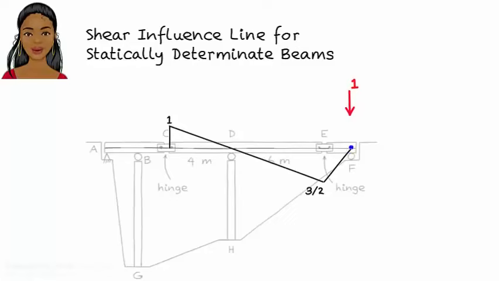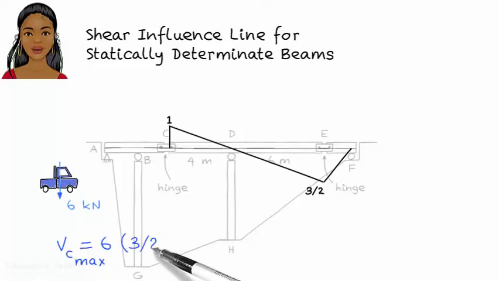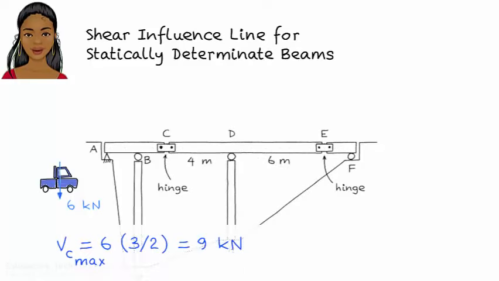Since the influence line is drawn for a moving unit load, we must multiply the values given by the diagram by the actual magnitude of the load in order to obtain the correct shear values. For example, if the moving vehicle exerts a force of 6 kilonewtons on the bridge, then maximum shear at C equals 6 times 3/2, or 9 kilonewtons. So the hinge at C needs to be designed for a maximum shear force of 9 kilonewtons.